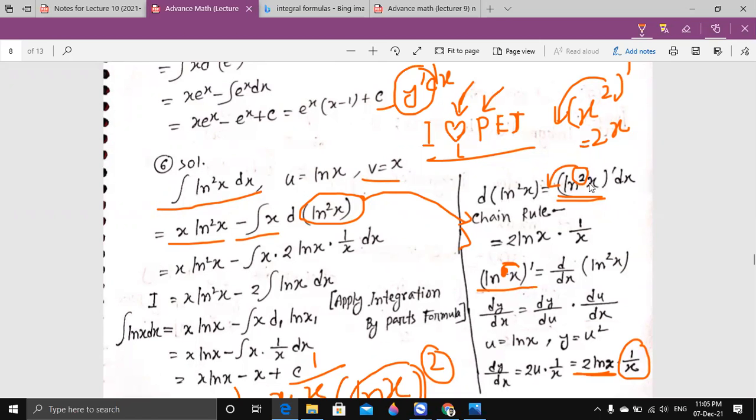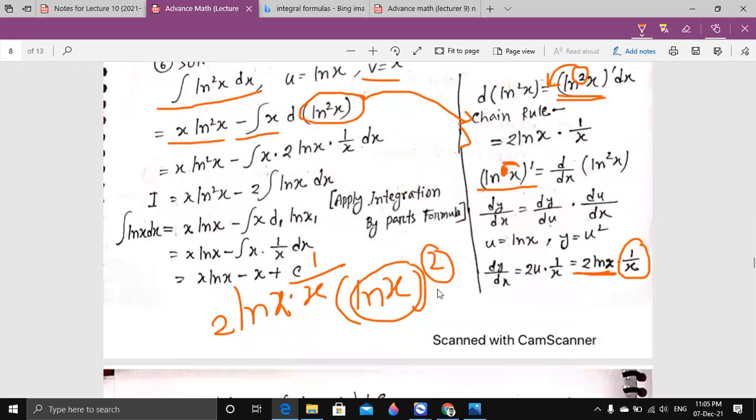So let me just write here. It was (ln x) whole square, right? So you have to take this power down, and we have to decrease the power by 1, okay? So 2 minus 1 will be 1. So 2 ln x to the power 2 minus 1.